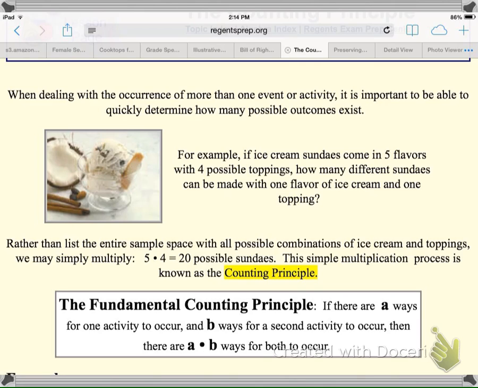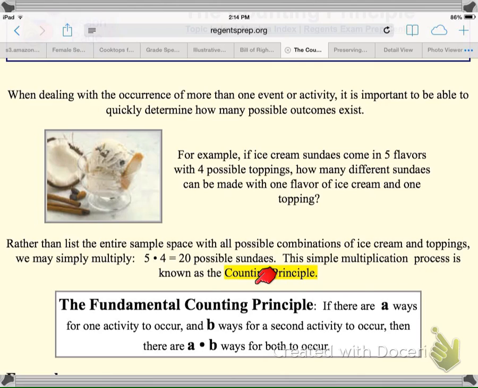The counting principle is meant so that we don't have to list all of those out. And so rather than list the entire sample space, which just means all the different possible combinations, we simply multiply 5, which is the number of ice cream flavors that you had, times 4, the number of possible toppings that you had, and 5 times 4 is 20 possible sundaes. This simple multiplication process is known as the counting principle.